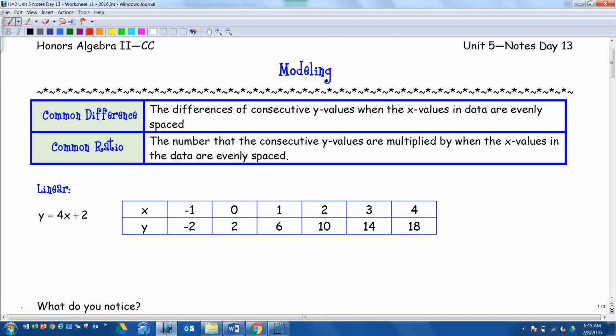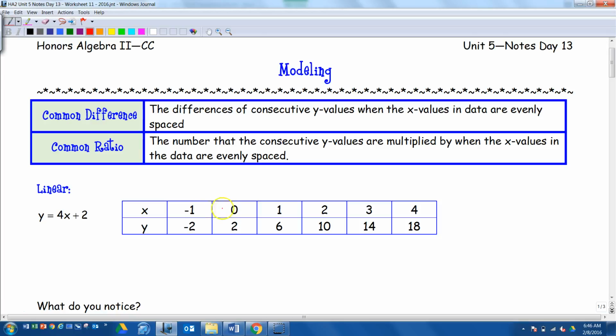Alright class, the last topic for Unit 5 is modeling. A common difference is the differences of the consecutive y values when the x values in the data are evenly spaced. And a common ratio is that the consecutive y values are multiplied by some ratio when the x values are evenly spaced. So the key here is to make sure the x values are evenly spaced, but I probably won't give you one that's not.